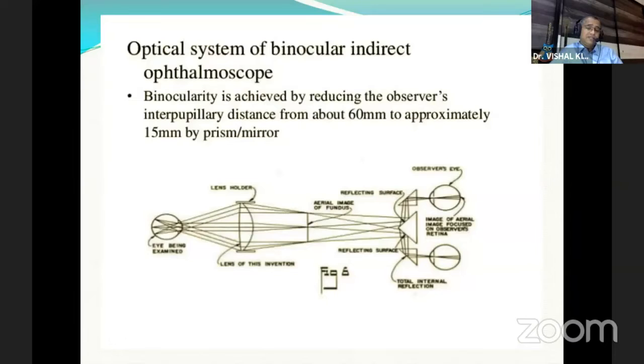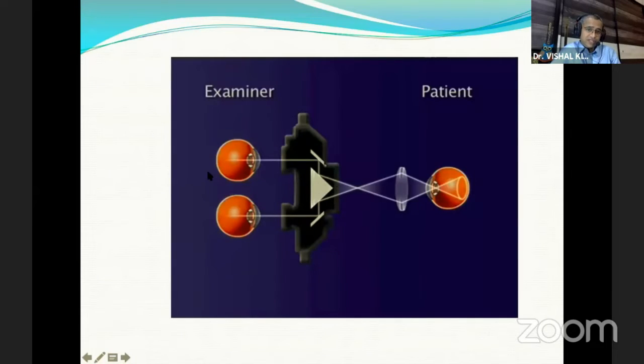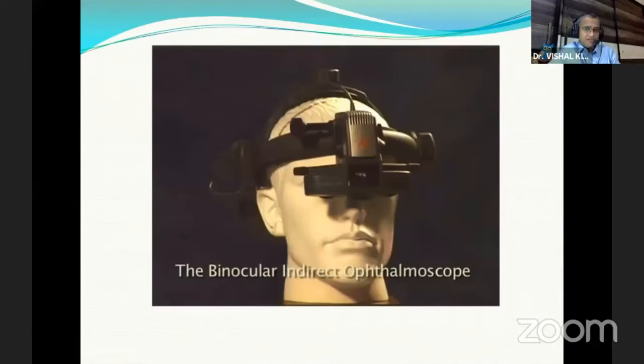Then the third concept is that you have to decrease your IPD. The IPD, which is normally around 60 millimeters, is decreased here to around 15 millimeters by the use of prisms and mirrors. This is the schematic diagram you can see. This is the IPD of the observer, and with the help of this reflecting mirror and the prism, it is decreased to 15 millimeters. So with these three principles, we start doing indirect ophthalmoscopy.